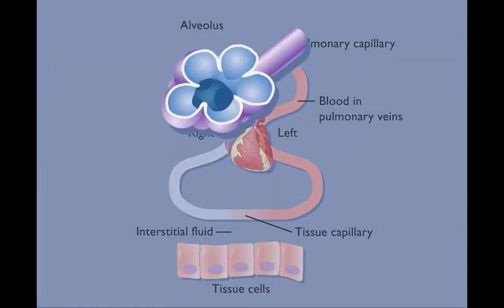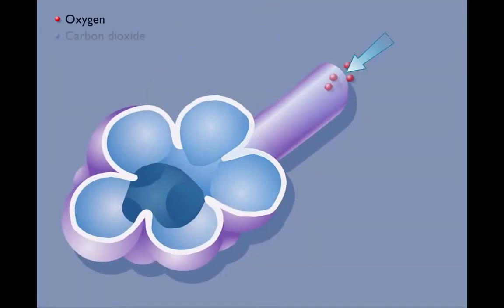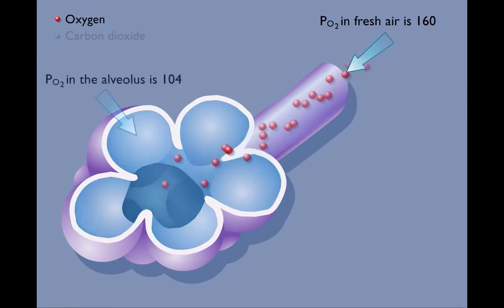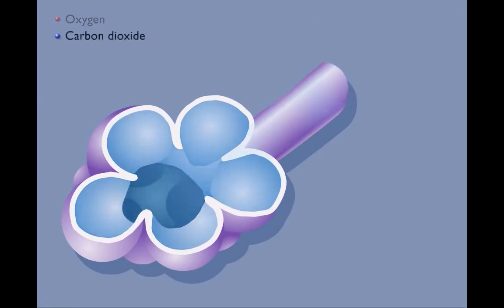Fresh air entering the lung carries oxygen with a PO2 of 160. The presence of moisture in the lung results in reduction of the PO2 to 104. Fresh air entering the lung carries carbon dioxide with a pCO2 of 0.3. The carbon dioxide delivered to the lung from the blood raises the pCO2 to 40.